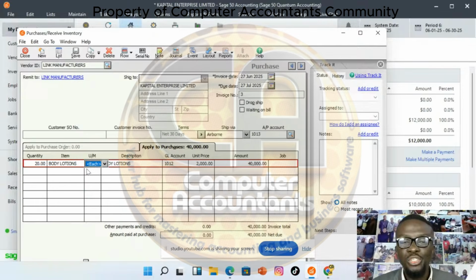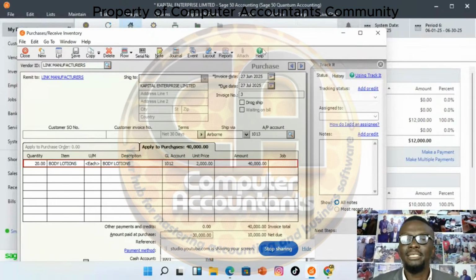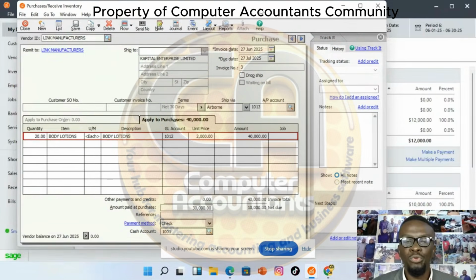And the question says at the point of purchase we are paying for 15. Now follow me. Watch where my mouse is going. Look at this place where it says amount paid at purchases. Okay, so 15 at 2,000 naira will give us 30,000. Did you see? The system will open more rows. Look at it here.